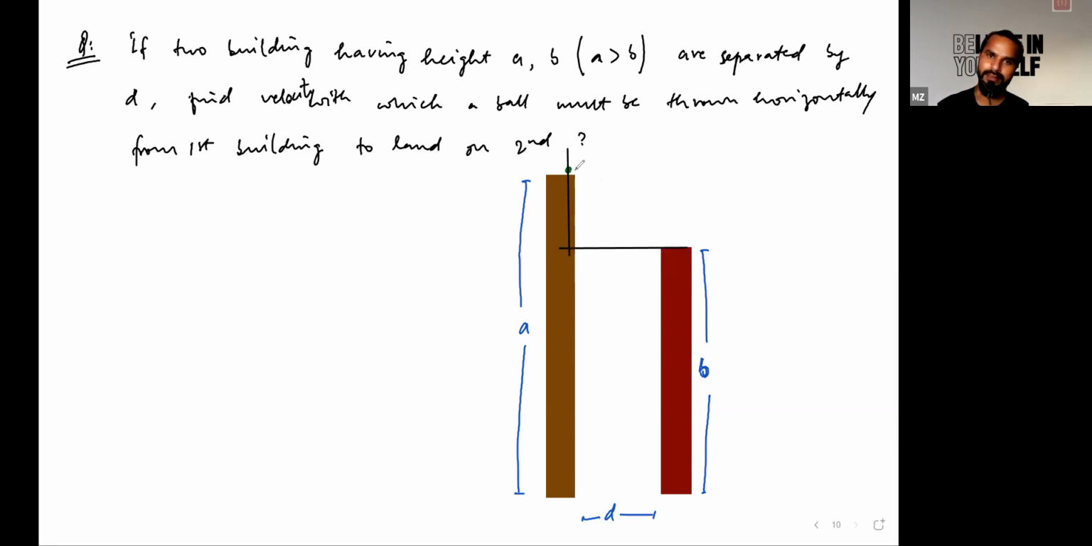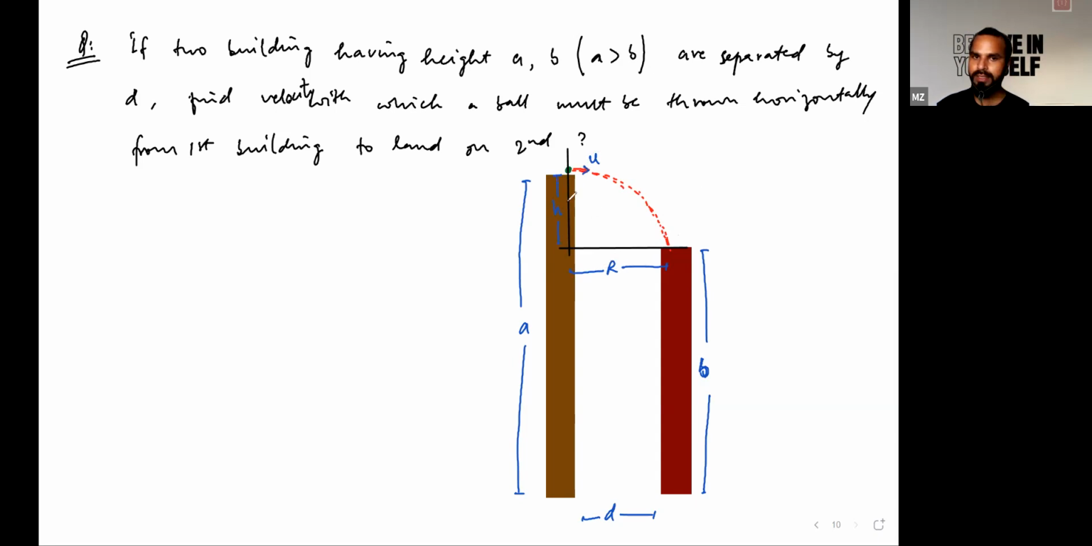Now, if you are throwing this particular object horizontally to reach the other building safely, it will fall like this. So it is nothing but horizontal projectile. Now for this, we have the height from this point to this point, and this is the horizontal range from this point to this point. We have to calculate the initial velocity.